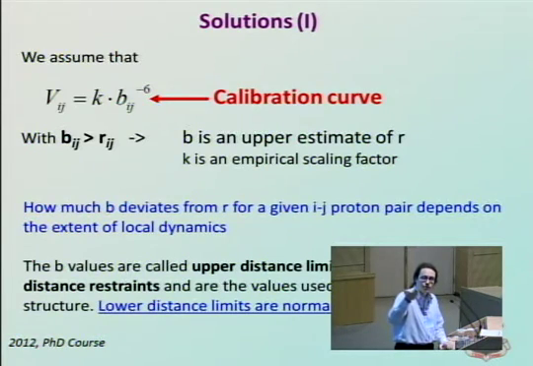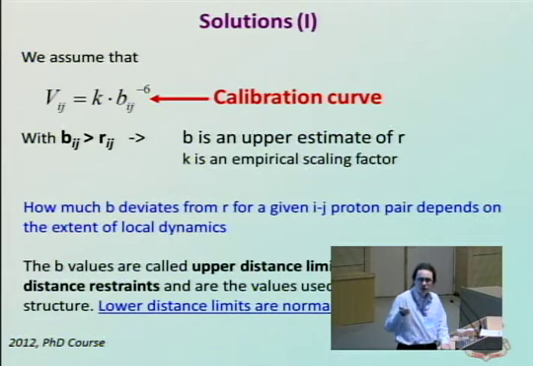So we use a single constant for all the proton pairs regardless of dynamics. We assume that we are measuring a single value rather than an average, but this single value that we are measuring is actually higher than the true distance. And it's the only way it can work. If you let your system then find a solution that satisfies a number of upper limits for the distances, then this will provide you with a structure if you have enough restraints.